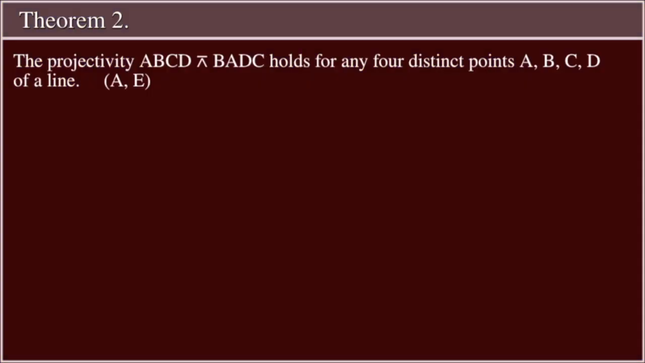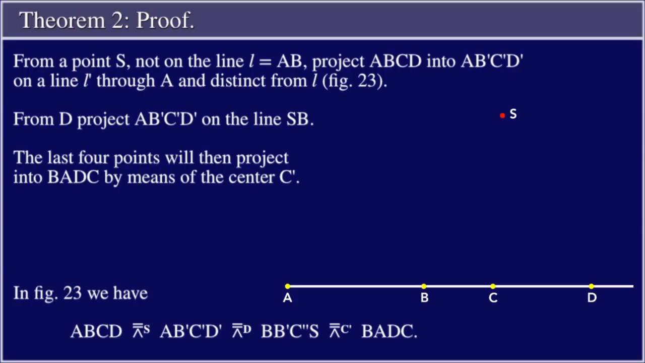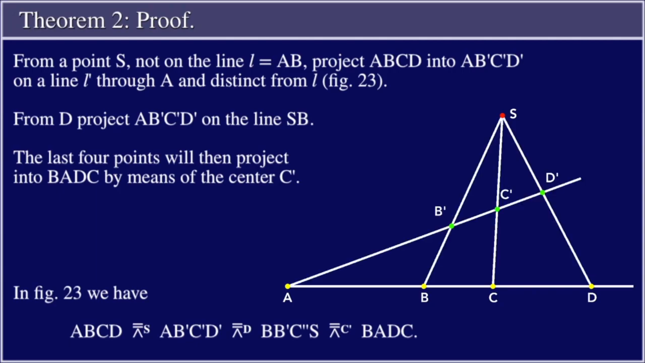Theorem 2. The projectivity ABCD projective to BADC holds for any 4 distinct points A, B, C, D of a line. Assumptions A and E. Proof: from a point S not on the line L equal to AB, project ABCD into A, B', C', D' on a line L' through A and distinct from L. Figure 23. From D, project A, B', C', D' on the line SB. The last 4 points will then project into BADC by means of the center C'.